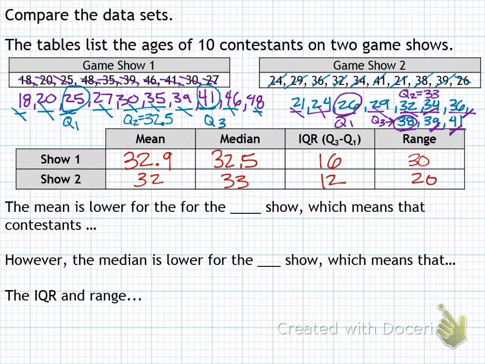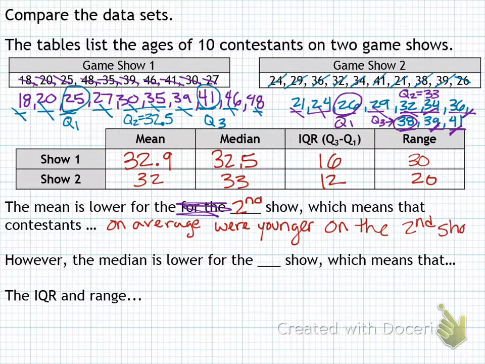Okay, so then below are some things I can talk about for this data set. So I noticed that the mean is lower for the second show. So I could write that. Remember, what is important here is to talk about the implications of these things. So what can I say, seeing that the mean is lower? Well, that means that contestants on average were younger on the second show.